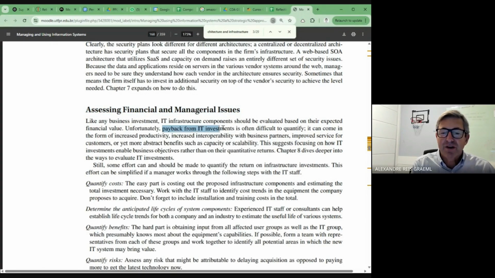Payback from IT investment is often difficult to quantify. In fact, there was a time that people even mentioned that we lived a productivity paradox, because companies spent huge amounts of money in information technology, and it was very difficult to find evidence that that expenditure converted into better performance in the markets. I think that this discussion is over.